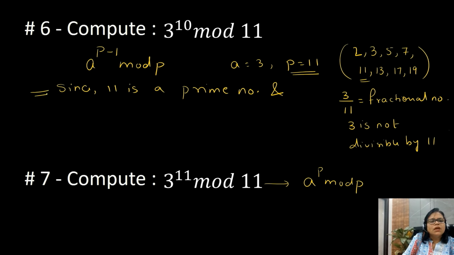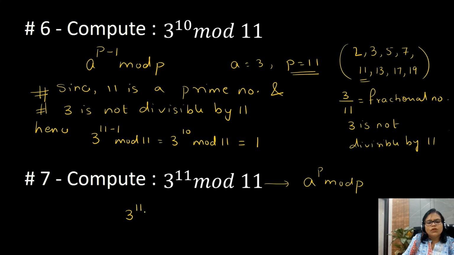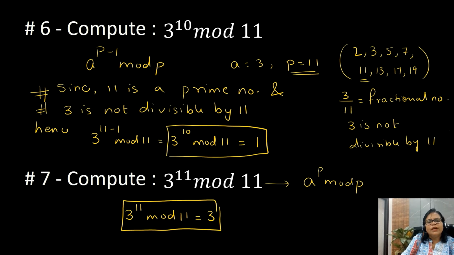So for Fermat's theorem, we checked the first condition, that 11 is a prime number, and the second condition, that 3 is not divisible by 11. Hence, you can easily apply Fermat's theorem, which says that 3 raised to the power of 11 minus 1 mod 11, which is 3 raised to the power of 10 mod 11, is equal to 1. Or, your alternate Fermat's theorem says that 3 raised to the power of 11 mod 11 comes out to be 3. So these are your final answers.